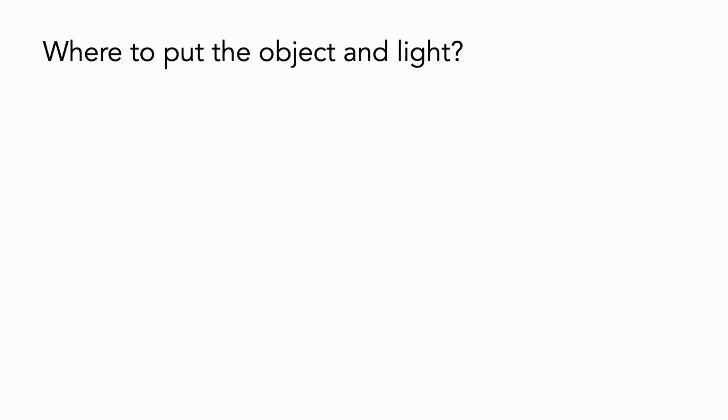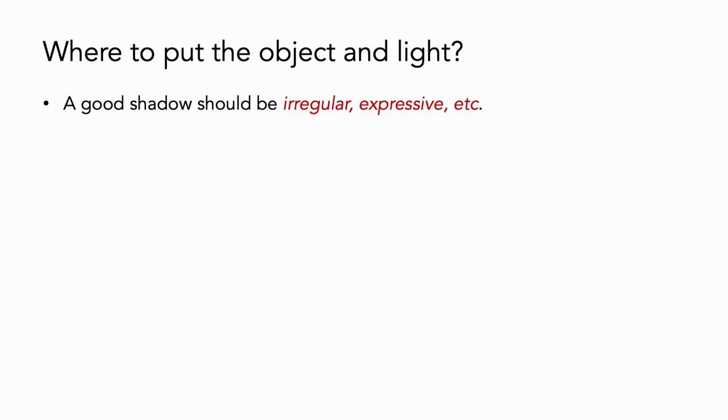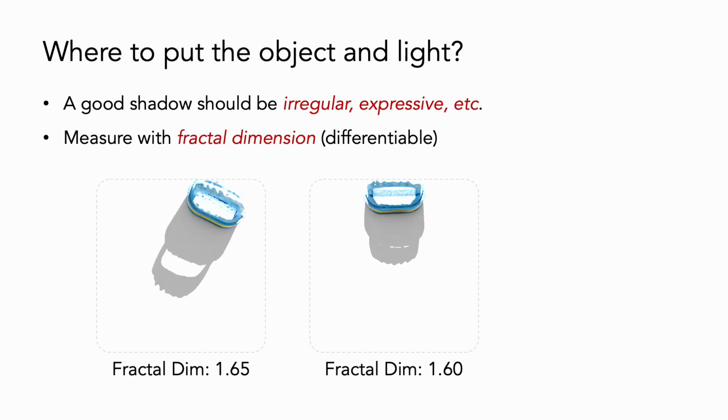So here, when we place the object in the light, the big question is, what makes the shadow exciting to look at? Intuitively, we want a shadow that feels irregular, expressive, and visually rich. And to measure that, we use fractal dimension, which is a statistical way to capture the shape's complexity, and higher means more complex. And the best part is, this metric is differentiable, so we can actually optimize the object pose and lighting to hunt for these very compelling shadows.